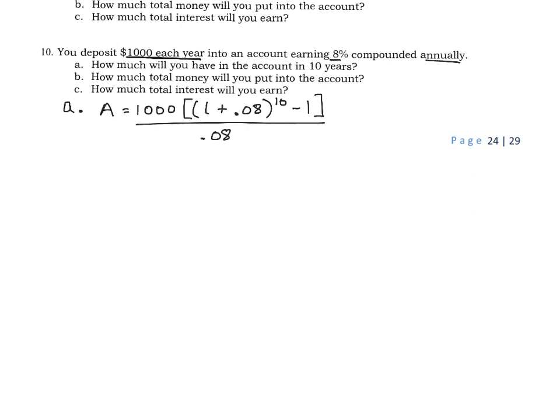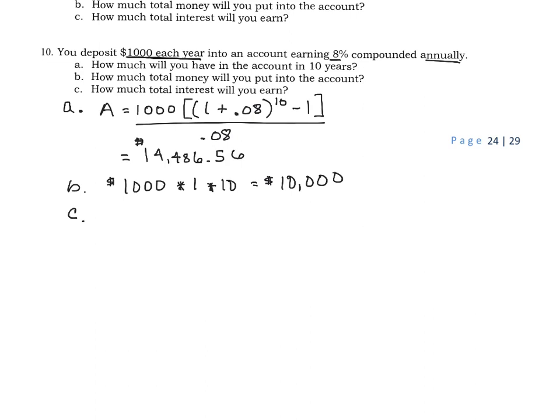Putting that into our calculator will give us $14,486.56. All right, so that's how much you will have with how much you put in and interest included. So on B, they would like to know how much total money will you put in the account. So you deposited $1,000 every year for 10 years. So that will be $10,000. Okay, so that's just how much money you're putting into the account.